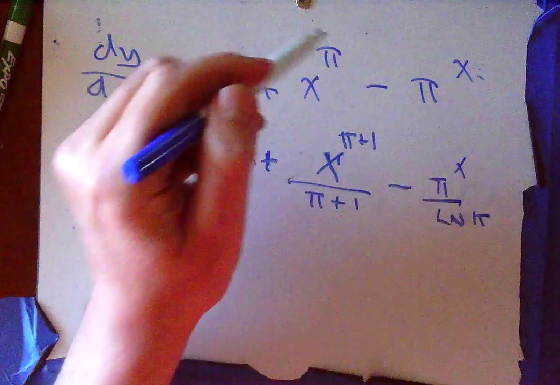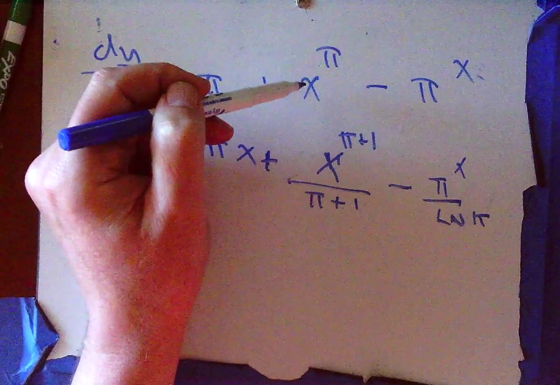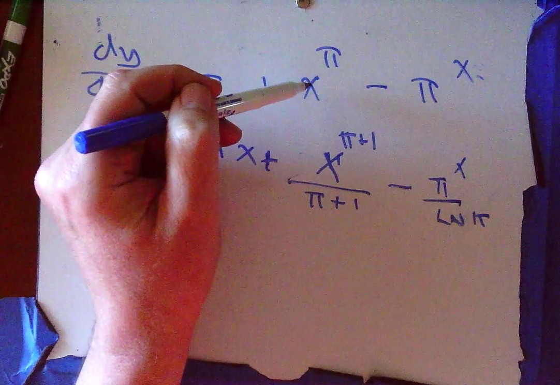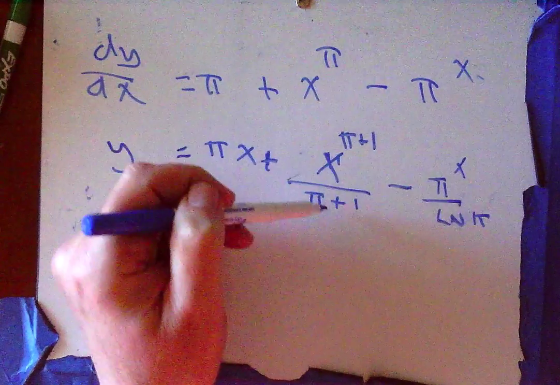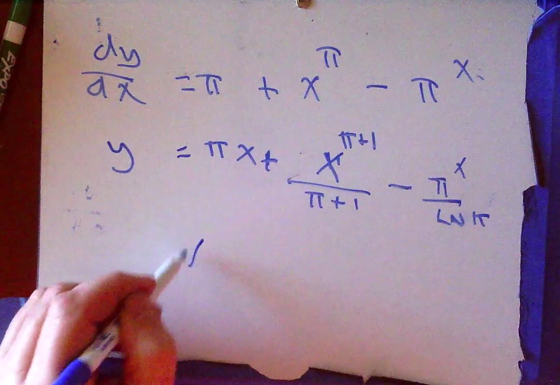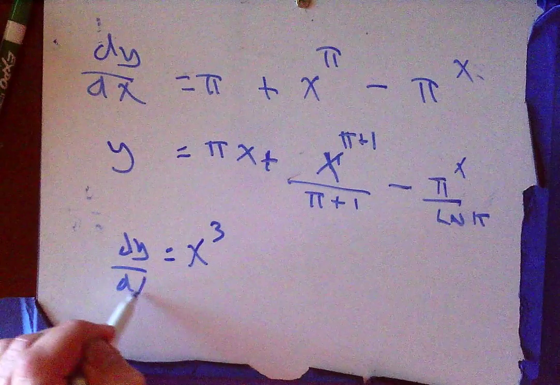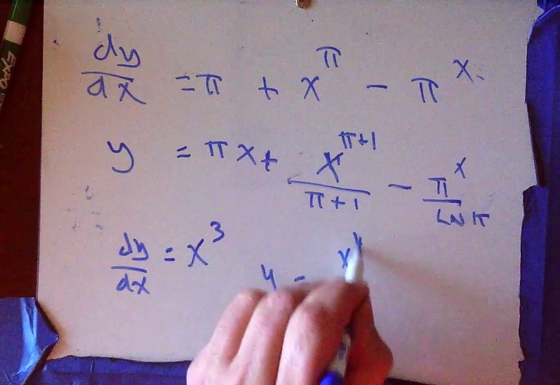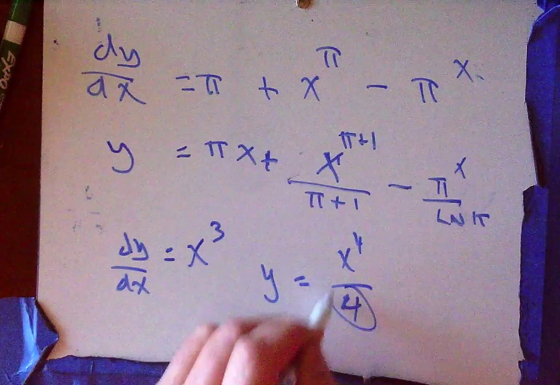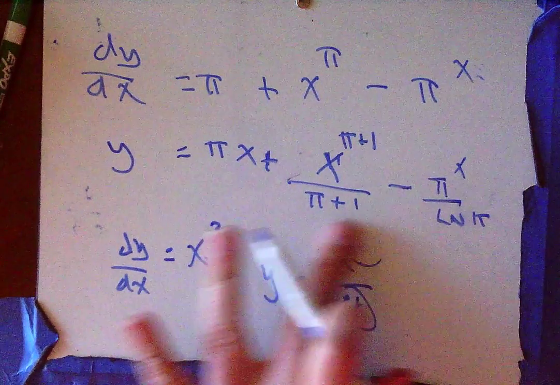So this is a power function. It's like x to the second or x to the third. So I got to add 1 to the power and divide by that new number. You know, if I had x to the third as dy/dx, y would be x to the fourth over 4. See how these are the same? See how I have to add 1 when I go backwards? That's what I'm doing here.